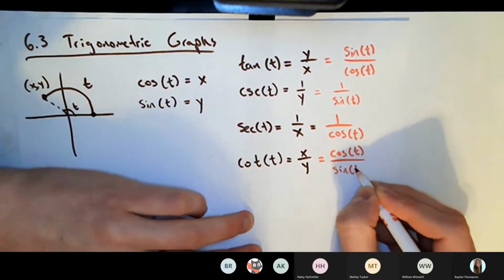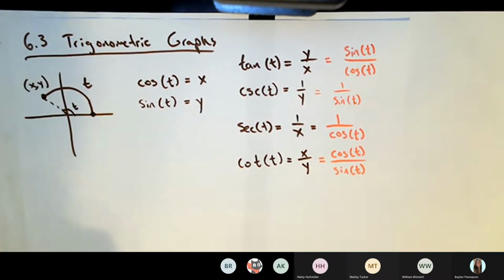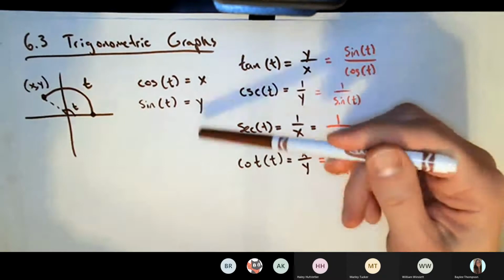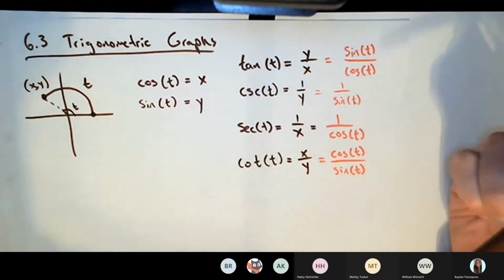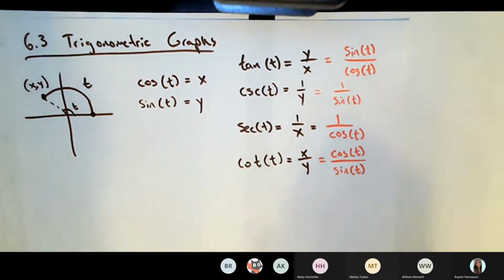All right, so why am I saying all this? Because we're going to start off mainly graphing sine and cosine. Pretty much this entire section, I believe, is about just graphing sine and cosine graphs, because all of the other functions can be written in terms of them. It doesn't mean their graphs are going to look the same. These graphs look very different from sine and cosine, but they are related.